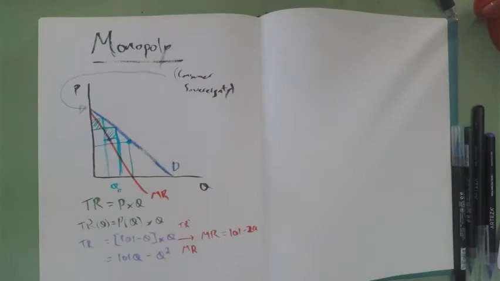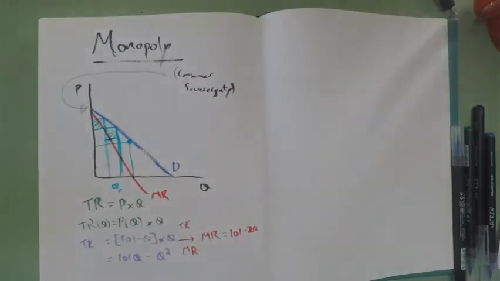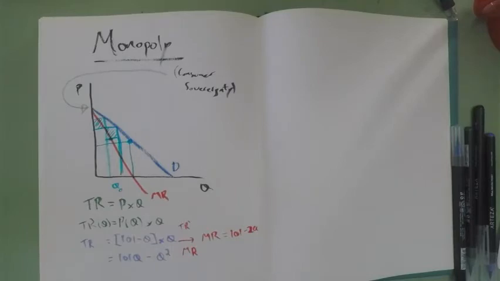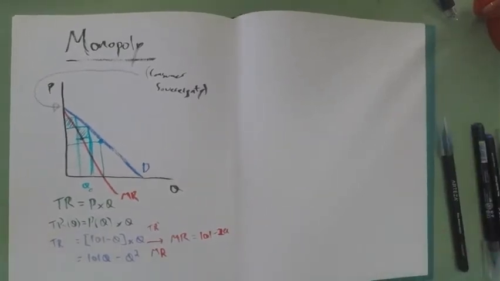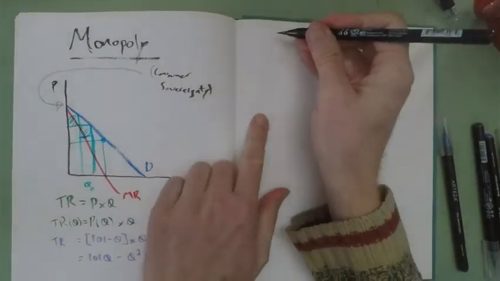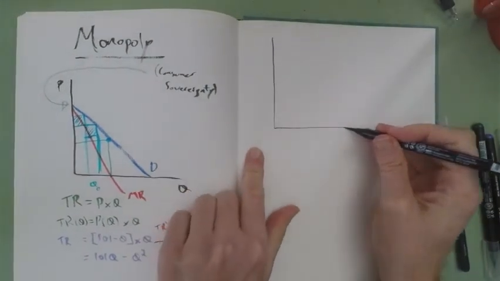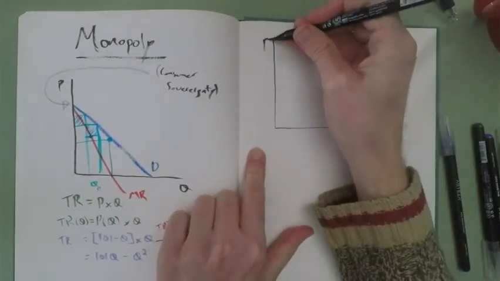So if we're strictly trying to maximize our revenue, we go to where there's no more additional revenue as we sell more. Now the question is, what does a monopolist really want to do? Well, it's not as simple as just maximizing revenue. They care about profit. Let's go ahead and start this again.